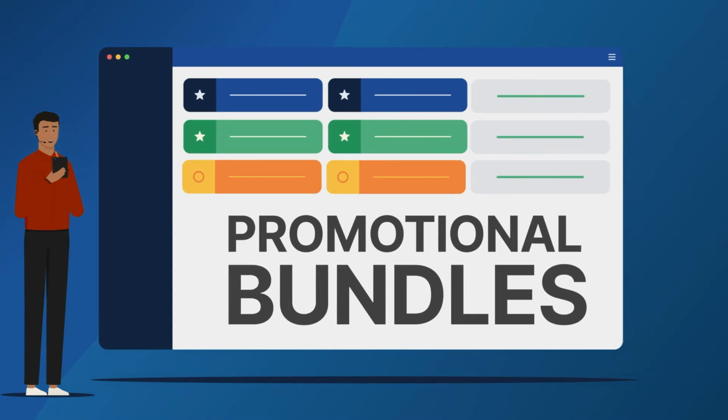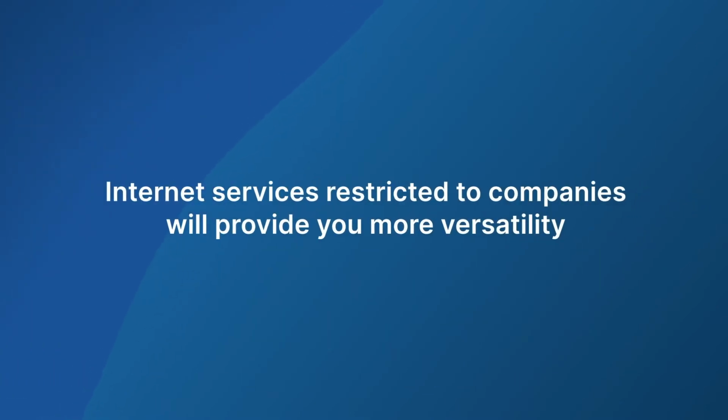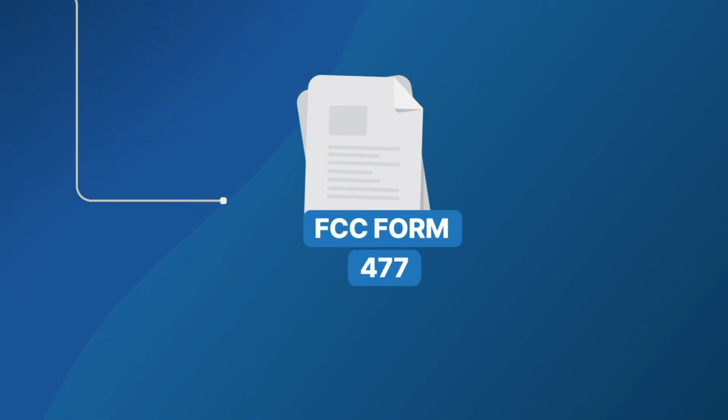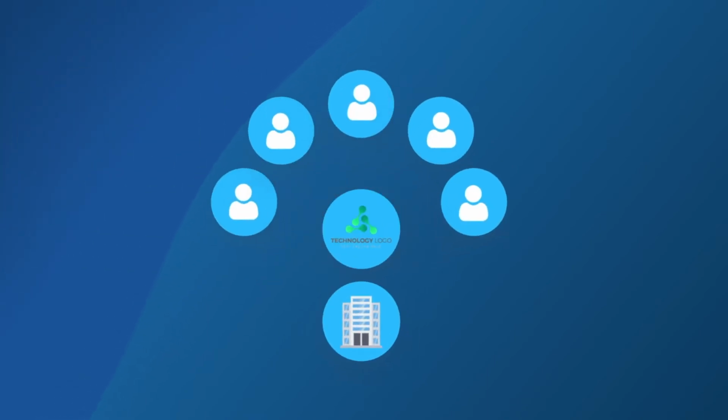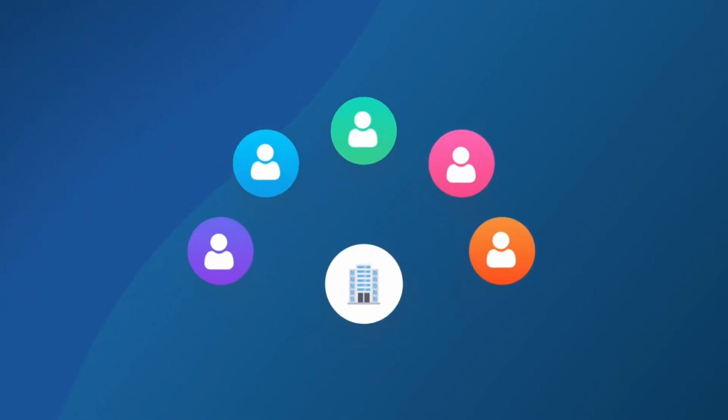Additionally, internet services restricted to companies will provide you more versatility when extracting your FCC Form 477 report from Sonar, allowing you to view customers by their assigned company, or as if they all belong to your primary company.